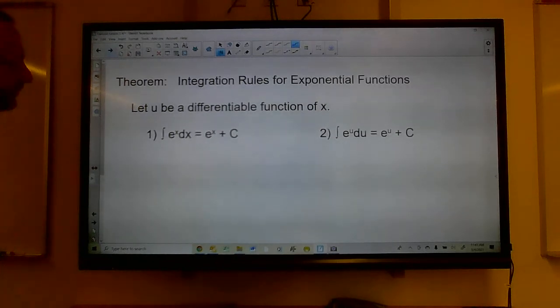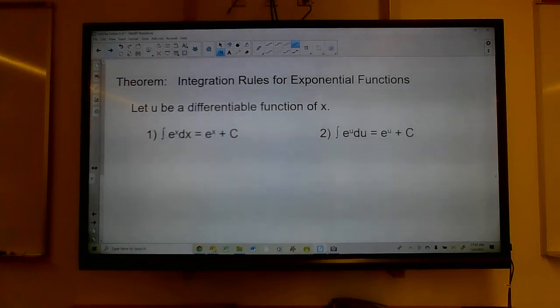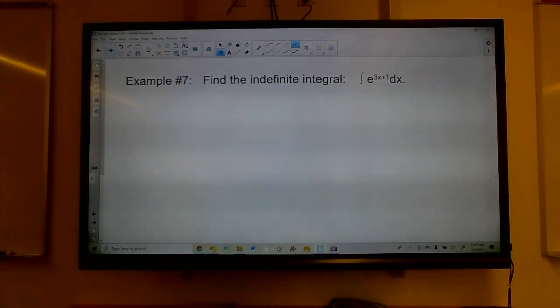All right, integration rules for exponential functions. So let u be a differentiable function of x. The integral of e to the x dx is e to the x plus c. And the integral of e to the u du is e to the u plus c. So find the indefinite integral, the integral of e to the 3x plus 1 dx.